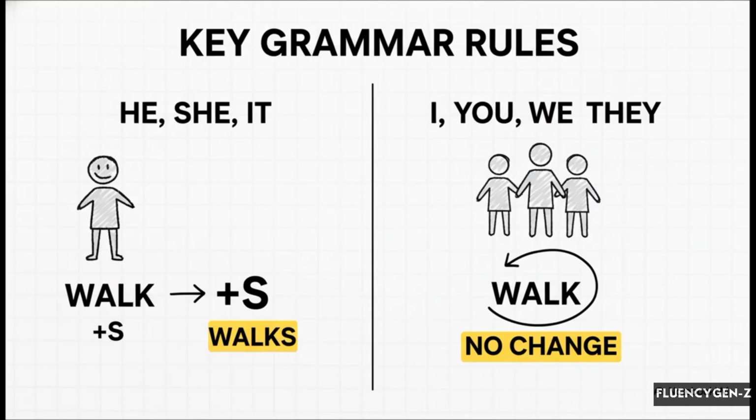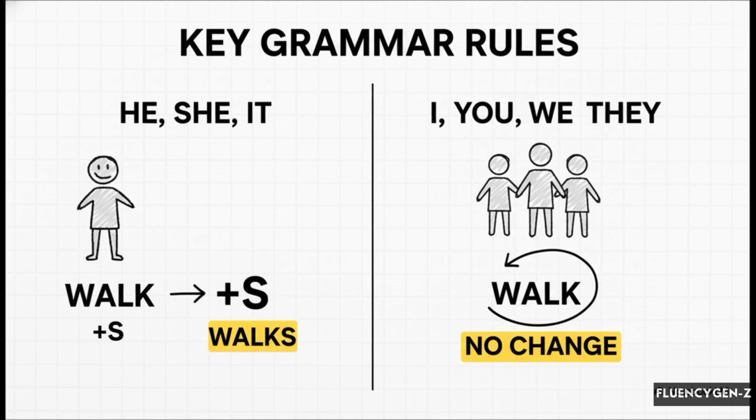Okay, now this is probably the most important rule you need to remember. If your subject is he, she, or it, we call that the third person singular. The verb needs a little something extra on the end. For most verbs, we just add an S, so walk becomes walks. But if the verb ends in a sound like ch or sh, we add es, just to make it easier to say. So watch becomes watches.